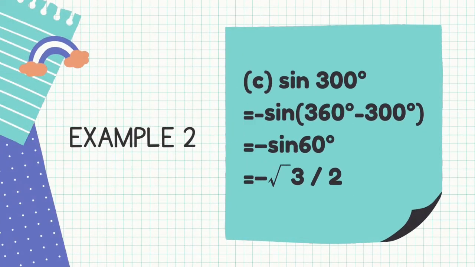Example 2c. Sine 300 degrees. Firstly, 300 degrees is located at quadrant 4, therefore it is a negative value for sine. We use 360 degrees minus 300 degrees to find the acute angle for sine. We found that the acute angle is equal to 60. Referring back to the previous table, sine 60 is equal to surd 3 over 2. Therefore negative sine 60 will be equal to negative surd 3 over 2.